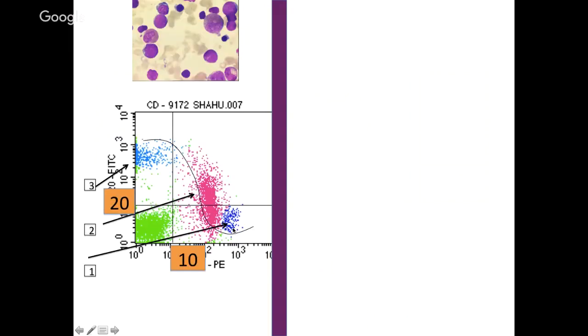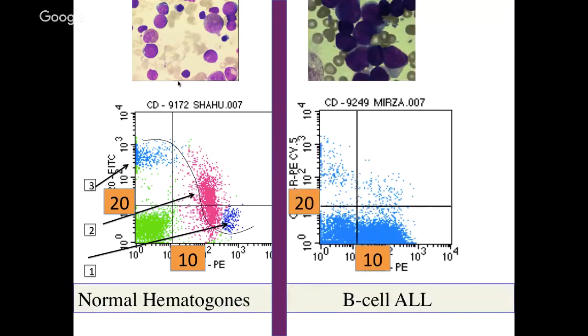Now, if I show you two cases, this is a normal bone marrow hematogone pattern. If you look at this case of acute leukemia, here all the cells are CD10 positive, nothing CD20. So these are CD10 positive, CD19 positive. These are CD19 positive, some are CD20. Many of them are dual CD20 and CD10, and very few are CD10 strong. So this is a normal pattern of hematogones. This is very abnormal. Here all the CD19 positive B cells are CD10 positive. So this possibly is acute leukemia.